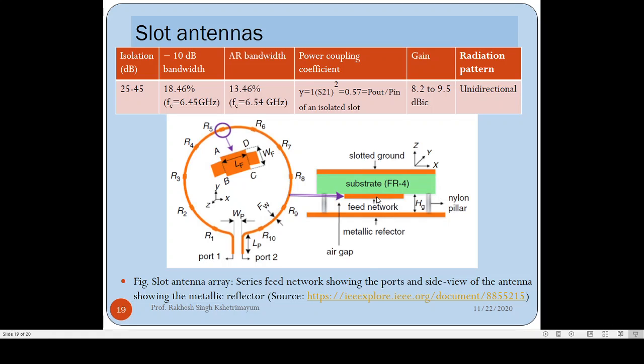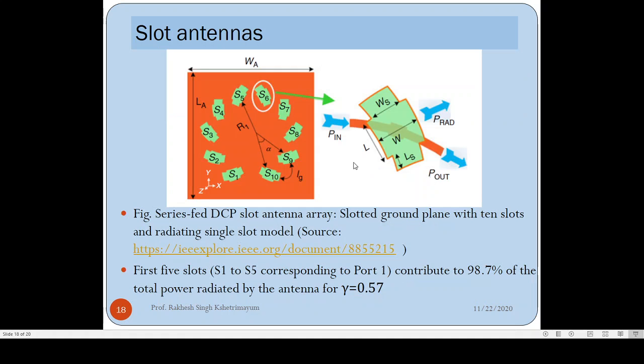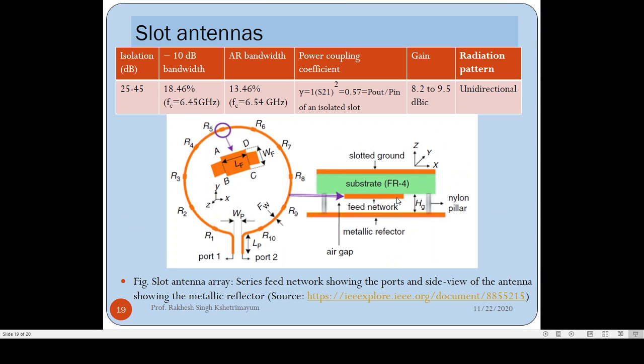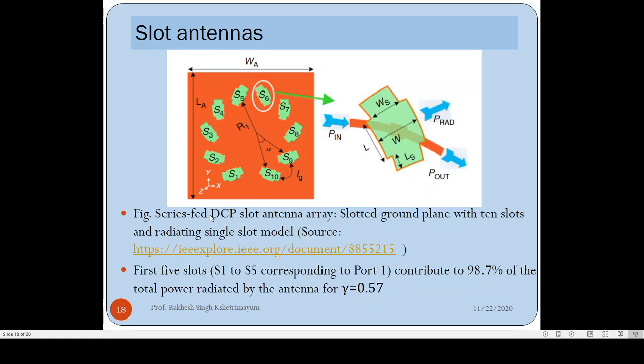You can assume that this is your microstrip plane, and you have a slotted ground. The slot is put on this ground layer here. This slot I have shown here, these 10 slots which are put on the ground layer. And we have a feed network like this with port 1 and port 2, a circular shape feed network. So now how do I analyze this kind of antenna?